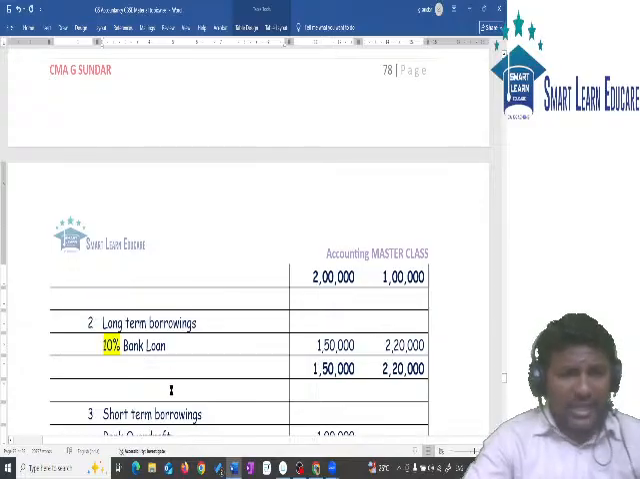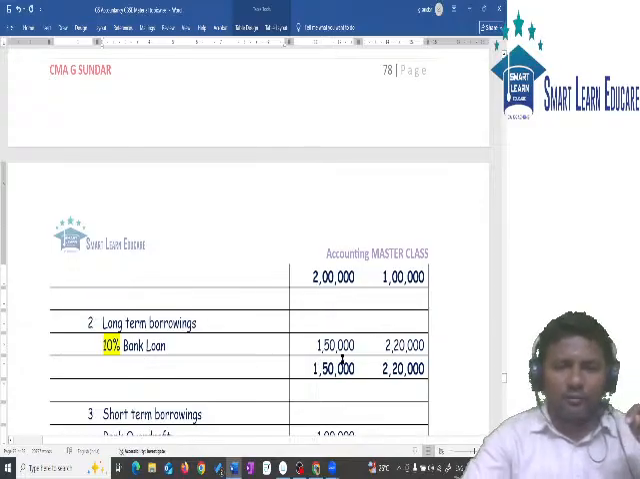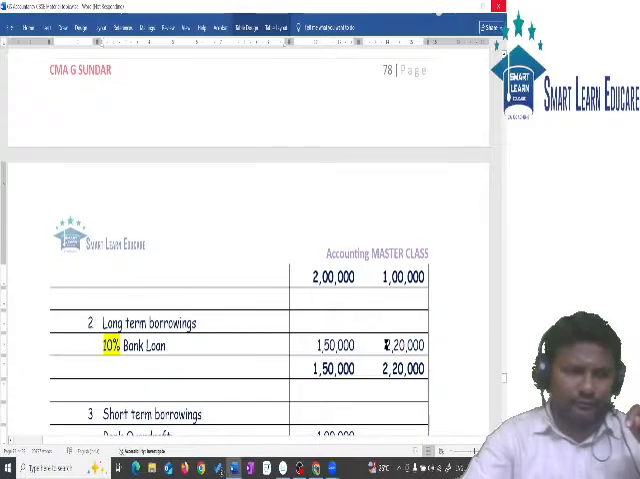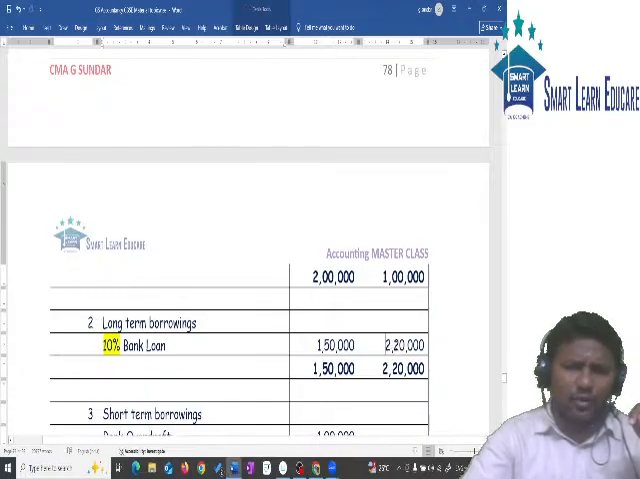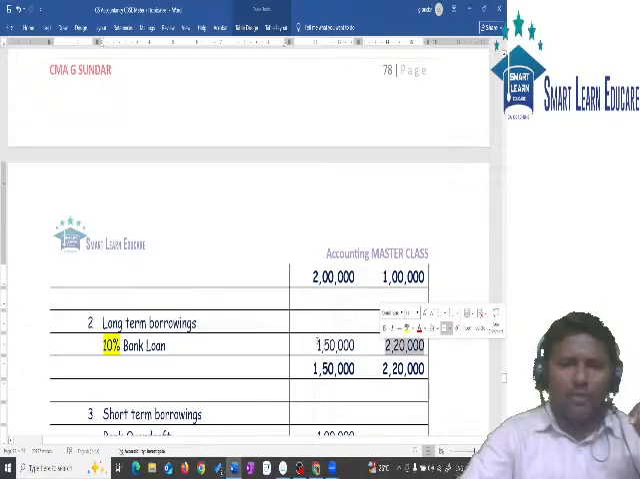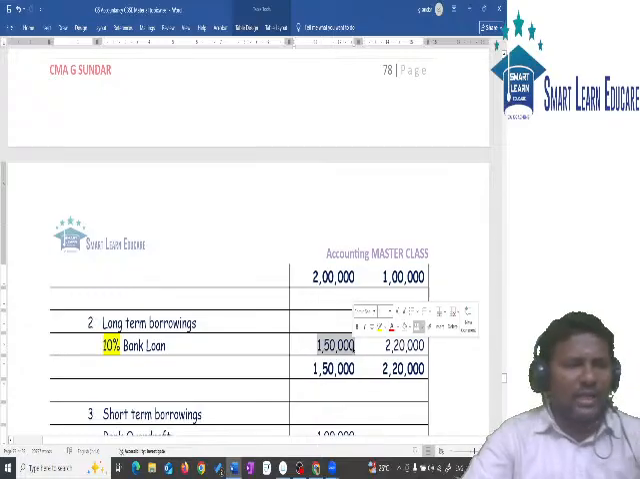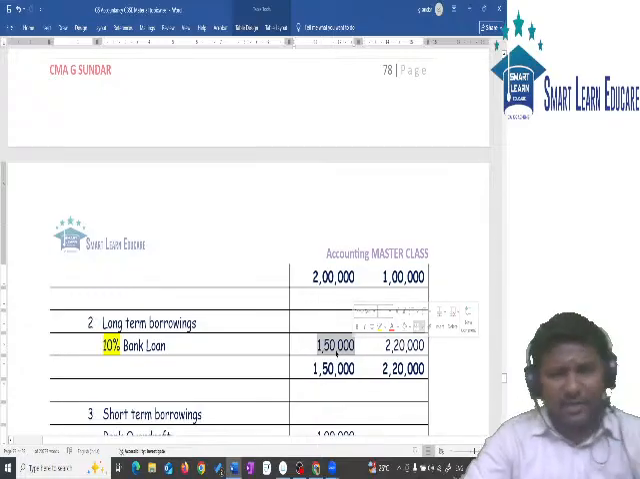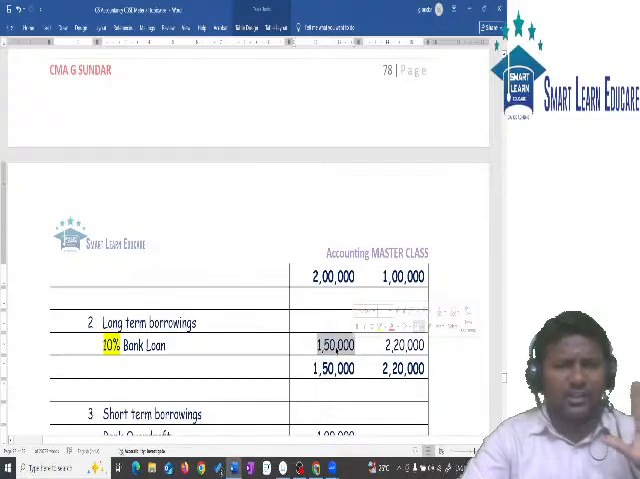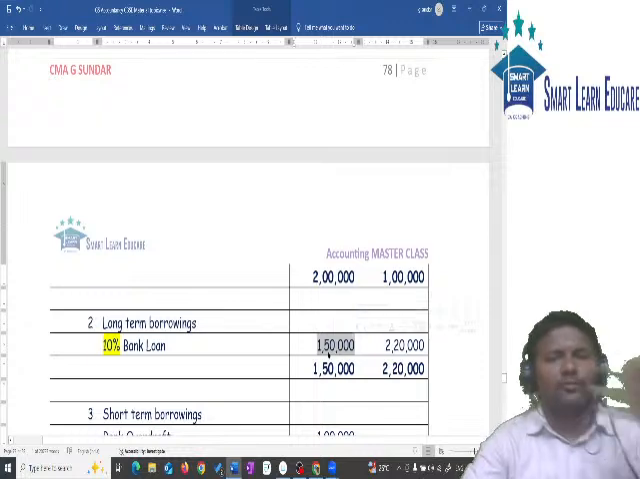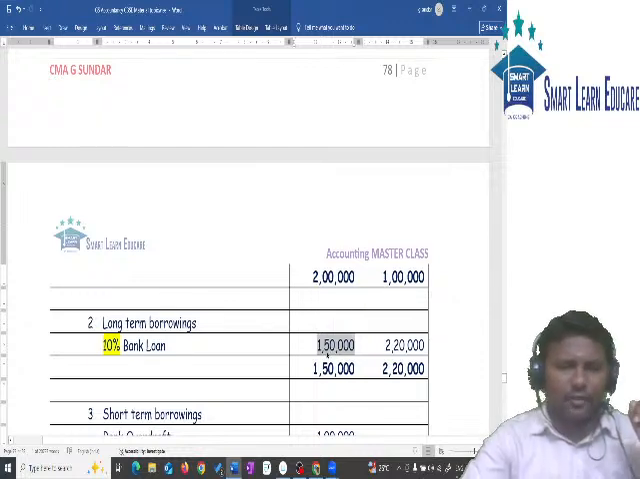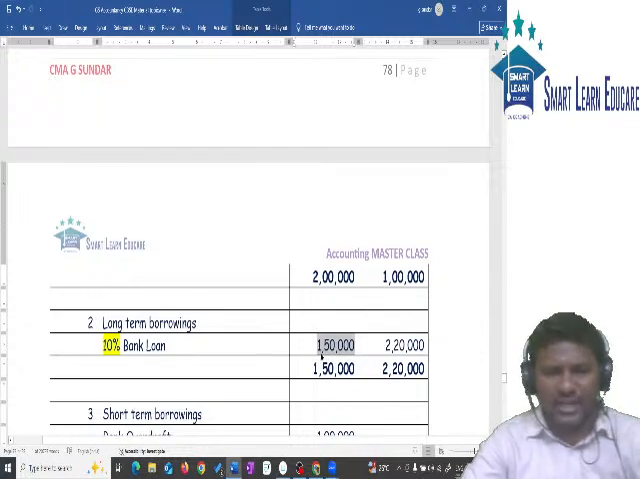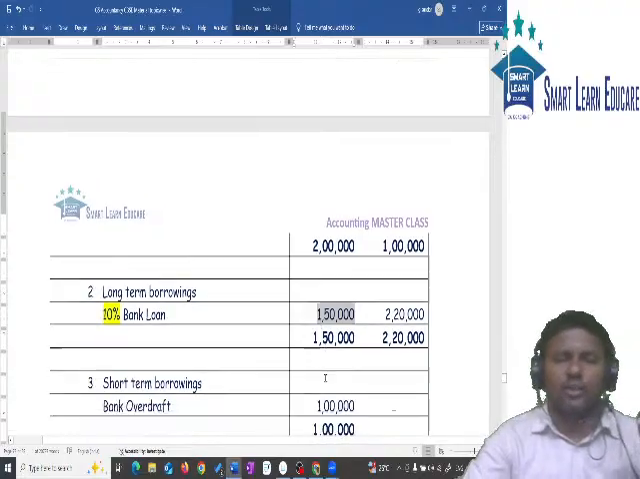Now be careful here. We have opening balance of loan. How much is opening balance of loan? 2 lakh and 20. How much is closing balance of loan? 1 lakh and 50. It means we have a repayment of loan. How much is repayment of loan? Repayment of loan is inflow or outflow? It is outflow of cash. 70,000 is outflow of cash.